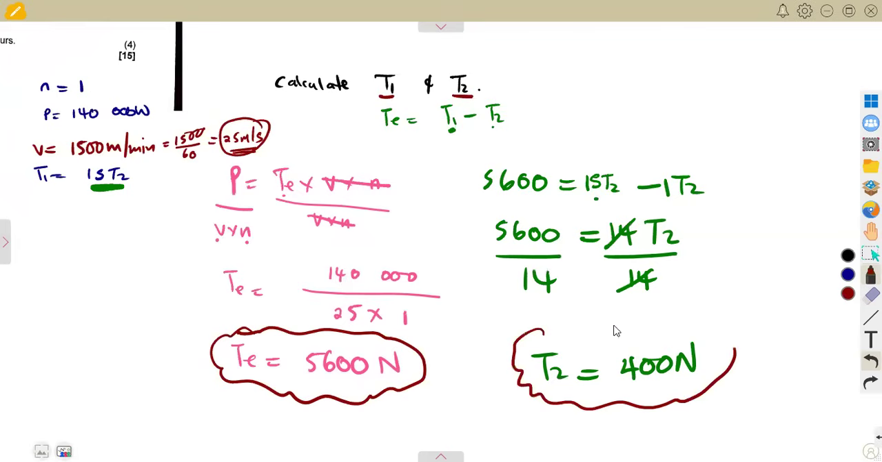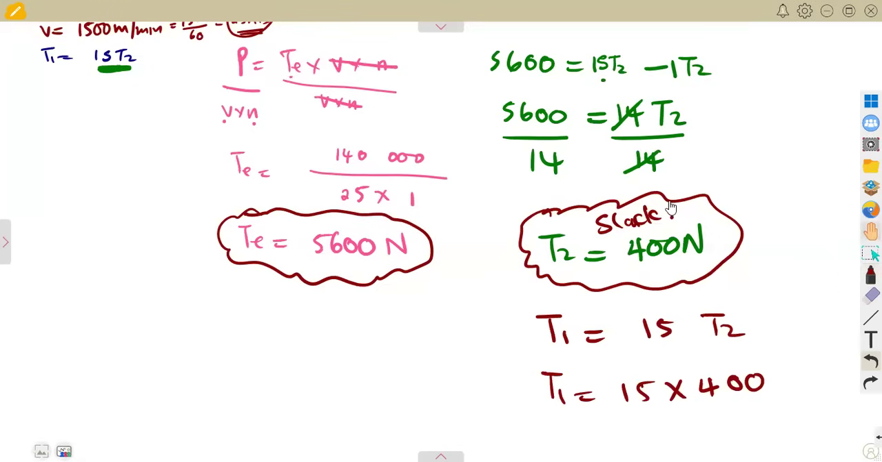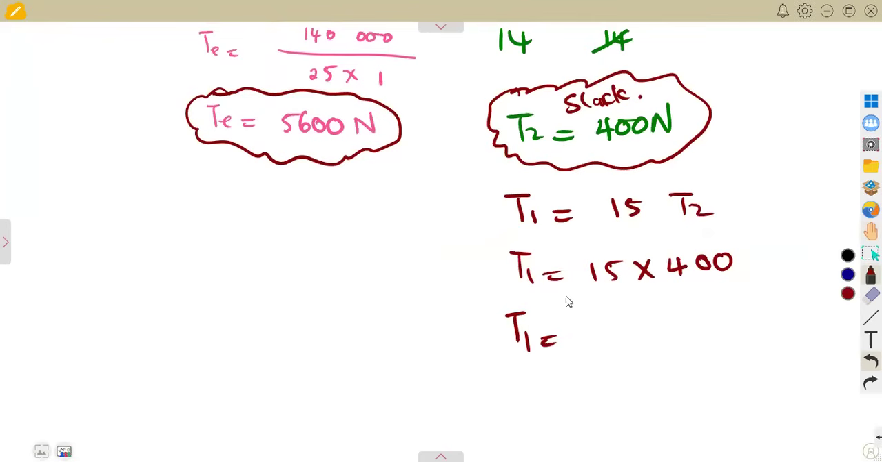That is your T2. As you can see, we calculated the tension of the slack side. So we can calculate the one for the tight side because there is a ratio there. T1 is 15 T2. So to find T1, T1 is equal to 15 times T2, which is 400 Newton. 15 times 400 gives us 6,000. So this gives us 6,000 Newton, which is our T1, the tight side.